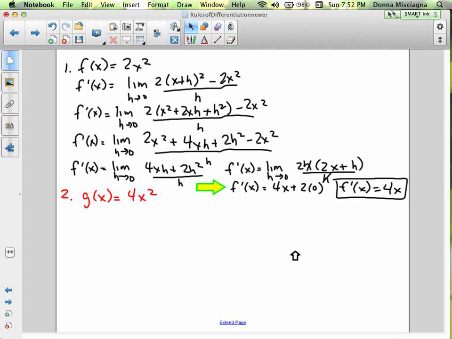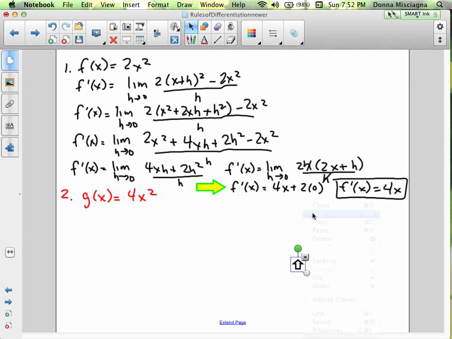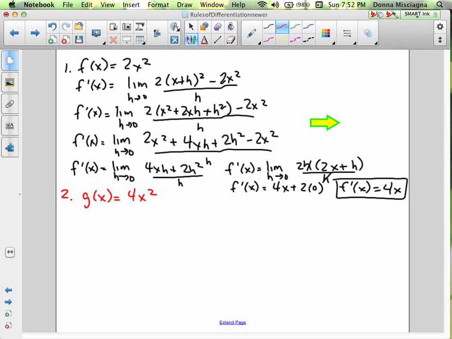I'm going to do the second example after I get rid of this arrow. I'm going to try to get rid of this arrow. There we go. Okay. Go away. All right, so I'm going to move this one. And so I'm going to do the second example at the bottom of the page here.